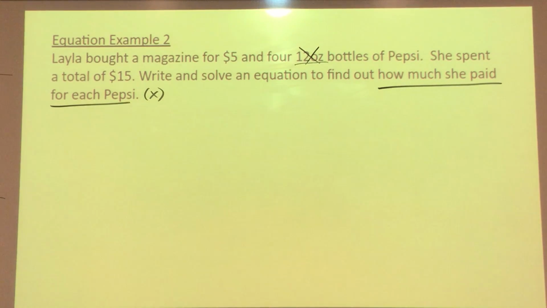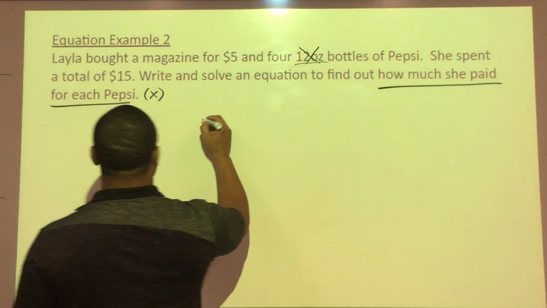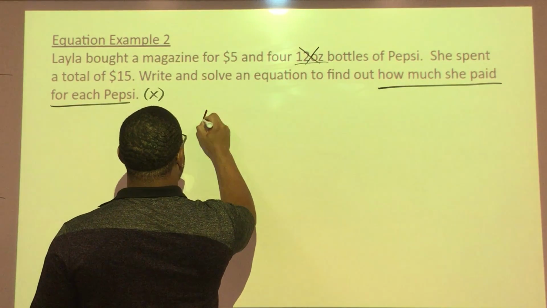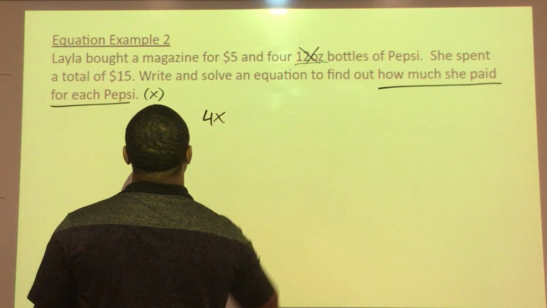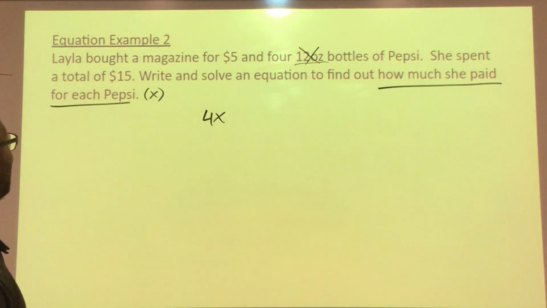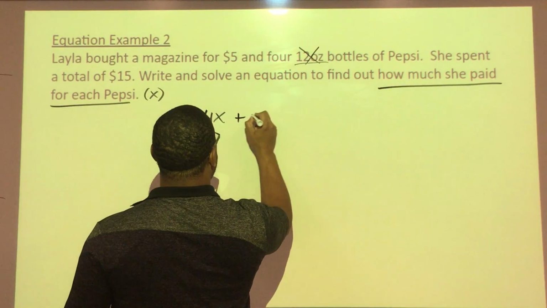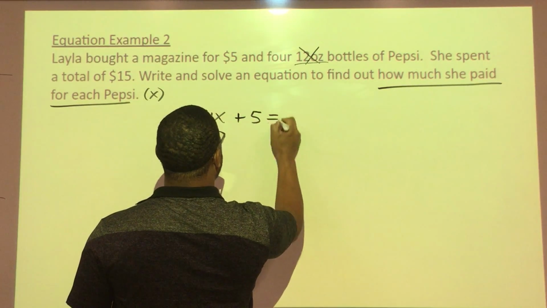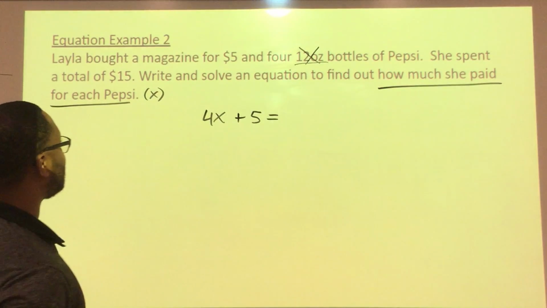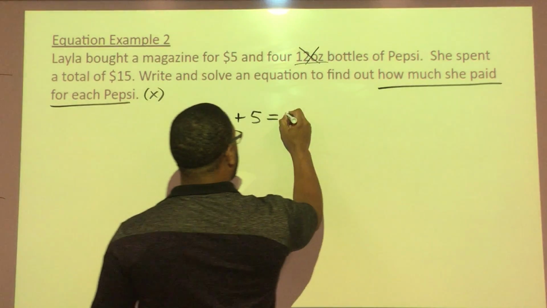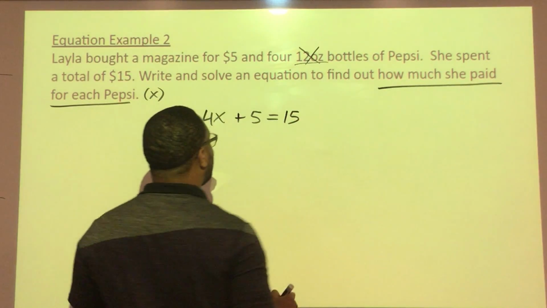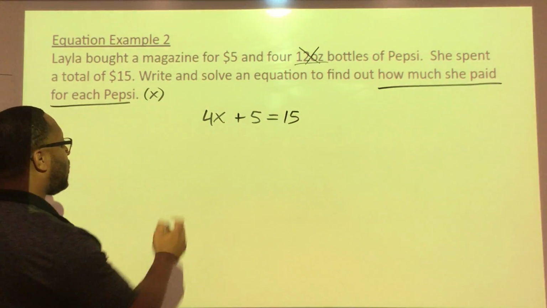But I do know that she bought 4 bottles of Pepsi. So that's important. So this equation is going to start 4x. And what else did Layla buy? Well, she also bought a magazine for $5. So we're going to add that to the cost. And it says that she spent a total of $15. So that's the equation. And now I want to solve it.